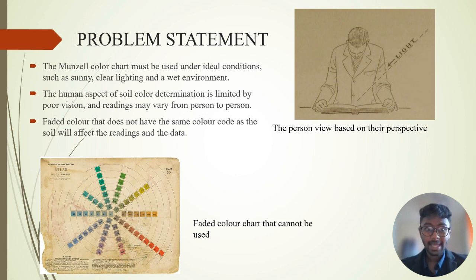Faded colors that do not have the same color code as the soil will affect the readings and the data. The picture below shows a faded color chart that cannot be used, and the other picture shows that the person's perspective affects the Munsell color chart readings.